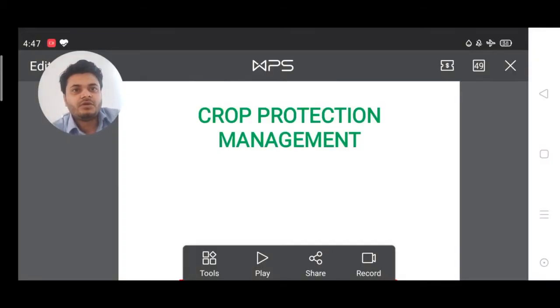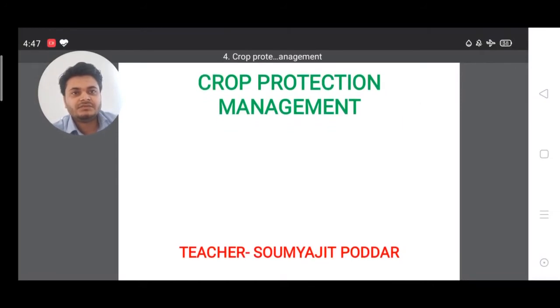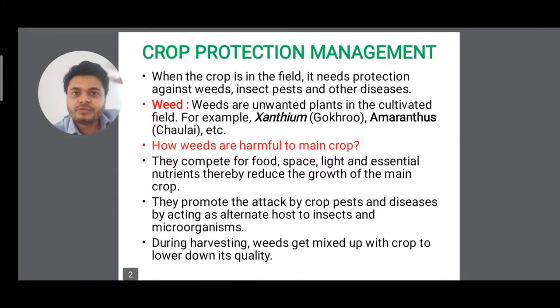So from the topic crop protection management, we'll see how the crops are managed and protected. And how the protection of plants is done will be discussed here. Under crop protection management, when the crops are in the field, they need protection against weeds, insects, pests and other diseases. We know that crops are infected by weeds, insects and other diseases. So how can we control it?